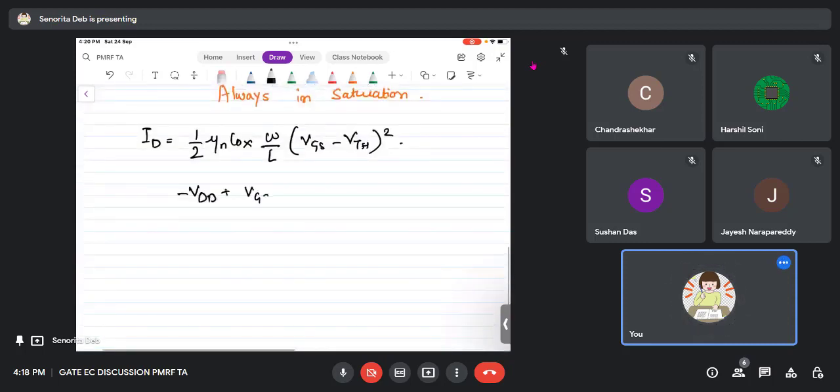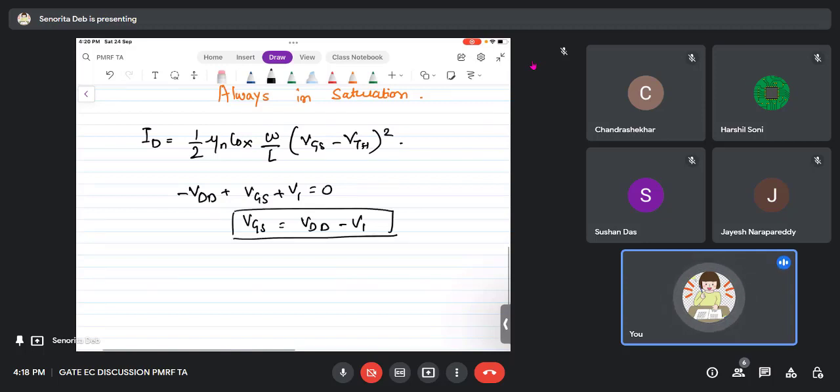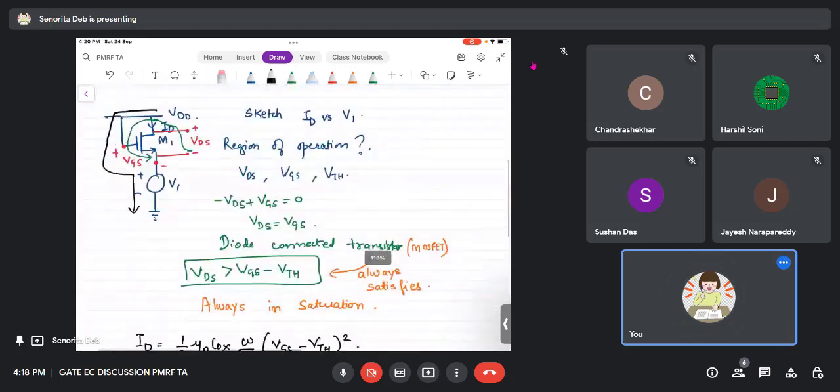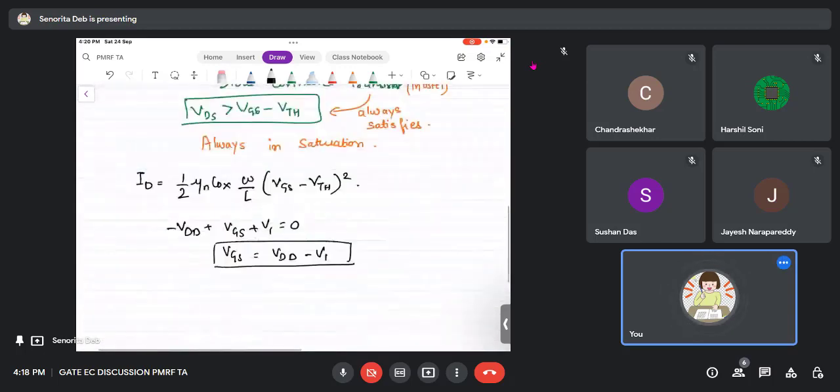So what will VGS be? Minus VDD plus VGS plus V1 is 0. So VGS is VDD minus V1. This is my way of writing the KVL equation. Yours can be different. As long as we are reaching the same answer, there is no issue. Okay. So VGS is nothing but VDD minus V1. I hope you guys understood it.